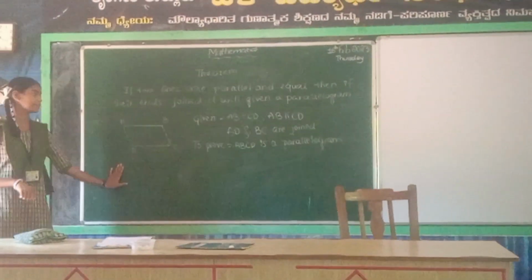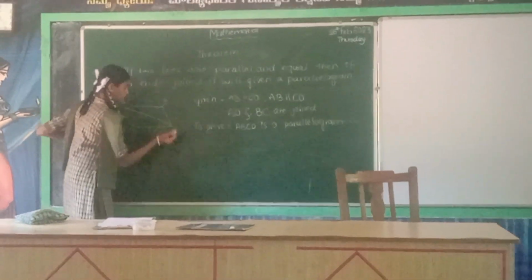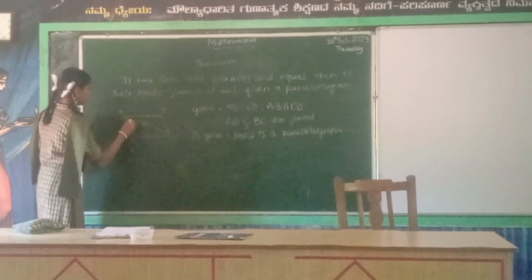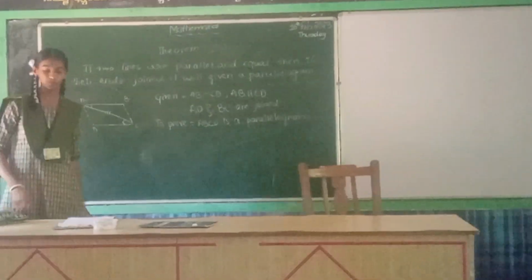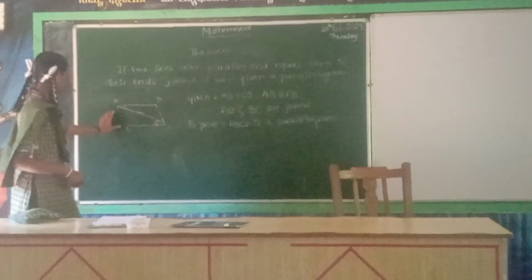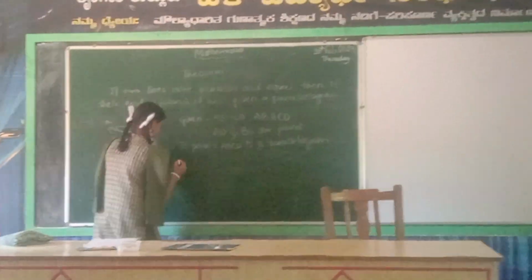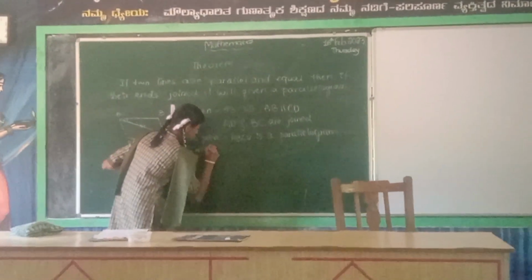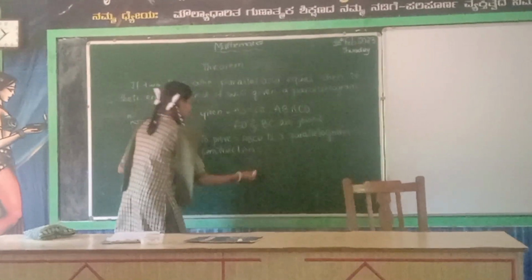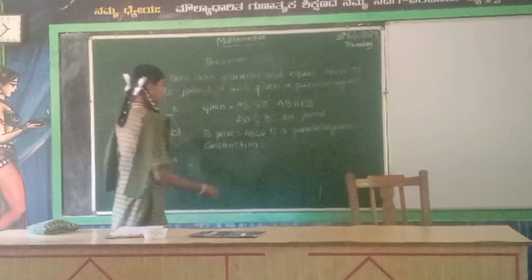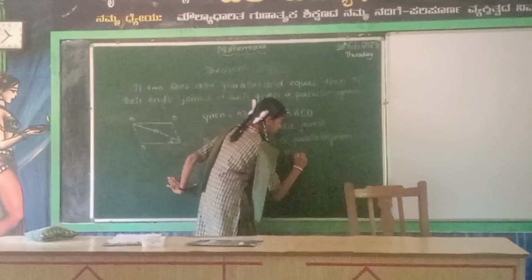A little construction is needed in this theorem. I'll join A and C. This is the parallel side. This is angle A, this is angle C. Then the proof is triangle ADC and triangle ABC. Construction is AC is done.